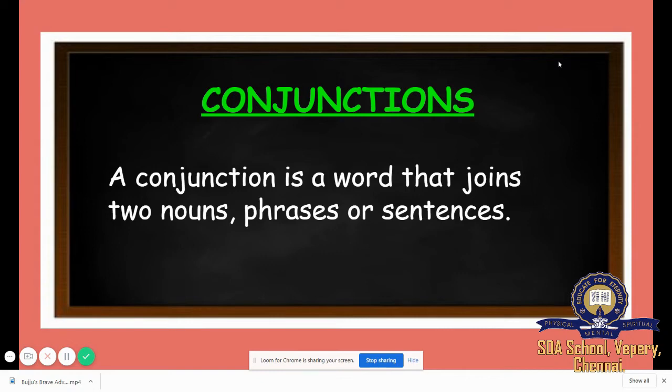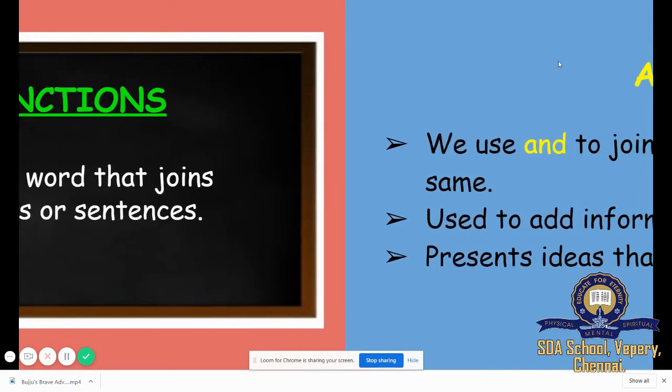So, in today's class, we're going to learn how to use and, but, or. The words and, but, or are conjunctions, otherwise called connecting words. So, and, but, or are known as conjunctions or connecting words.